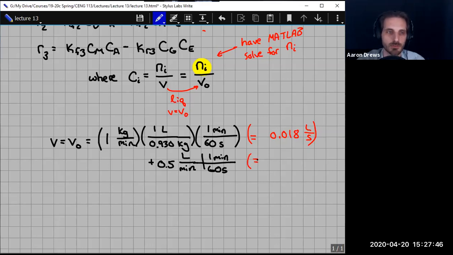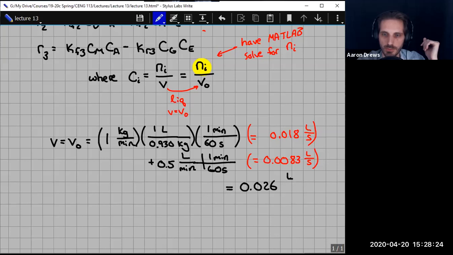So this one, I'm going to have to pull up MATLAB real quick because I didn't actually do this calculation. Let's see, 0.5 divided by 60 is 0.0083. That's good. It's not actually changing it that much. So our total is just the sum of these two, right? We're interested in the sum of the volumetric flow rates. And so that one, what is it, about 18 plus 8 is 26, so about 0.026 liters per second.